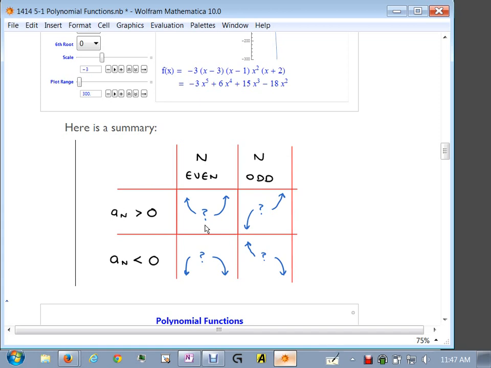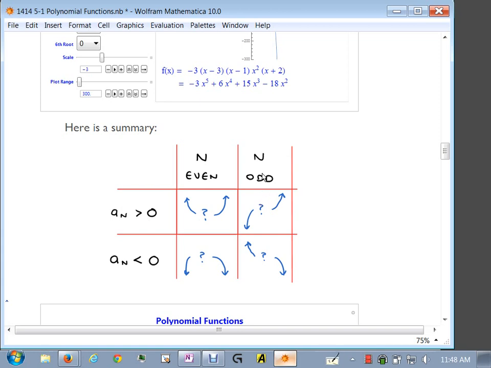The way to determine if it's both up or both down is by looking at what? What's a sub n? The leading coefficient, the number in front of it. If the number in front of it is positive, both sides go up. If the number in front of it is negative, both sides go down. Does that make sense how this chart works? So you find out, is your degree even or odd? Then once you do that, you look at your leading coefficient, move across and line them up and go into that little block, and that's the answer.